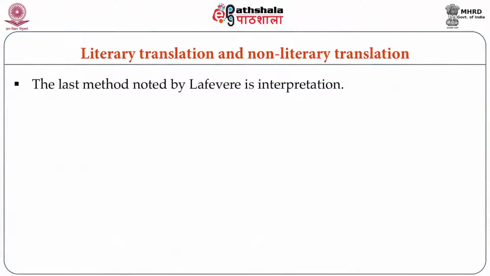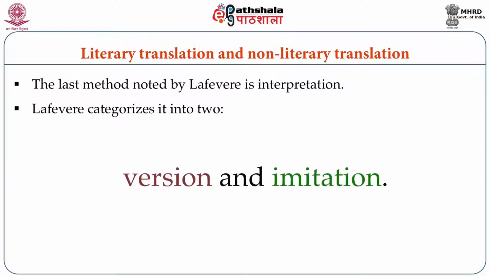The last method noted by Lefevere is interpretation. Lefevere categorizes it into two categories. One is version and the second is imitation. A version of a poem in the target language will semantically be exactly the same as the original but physically totally different. Further, an imitation is exactly a different poem, but the title, topic and a starting point are the same as the original poem.